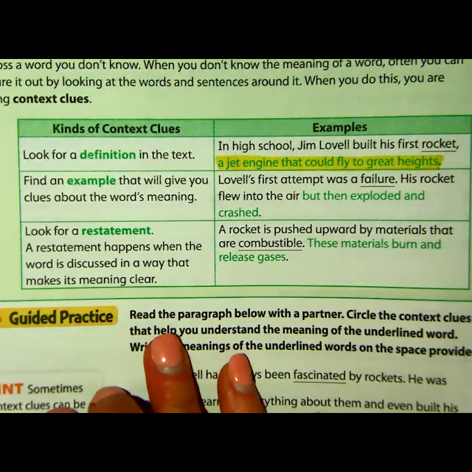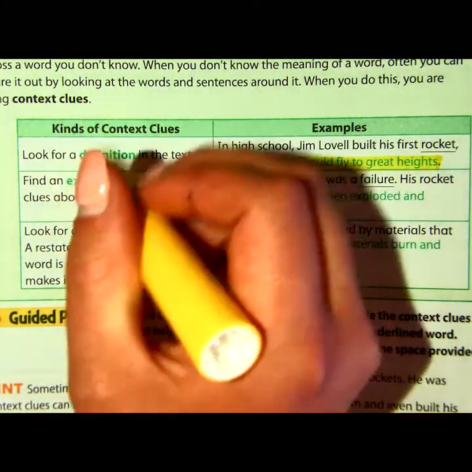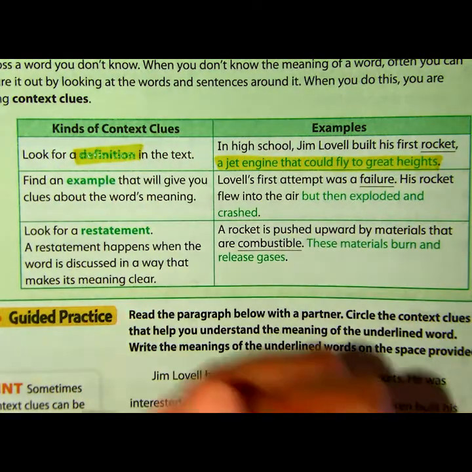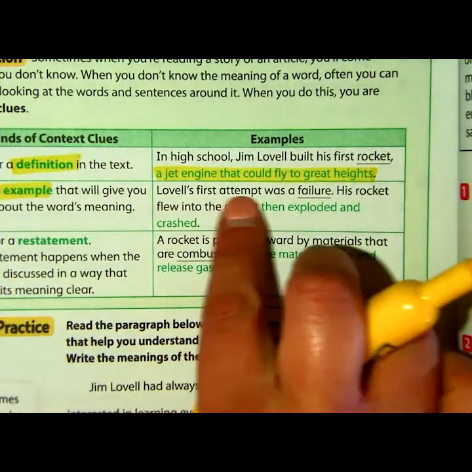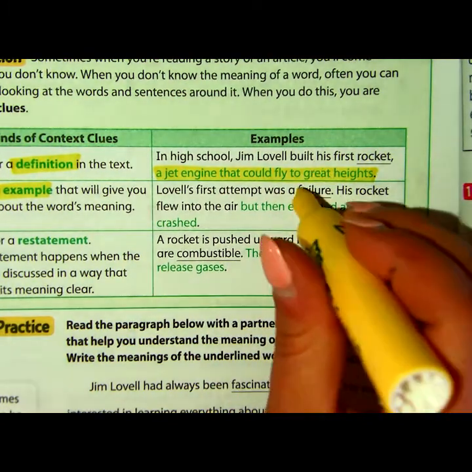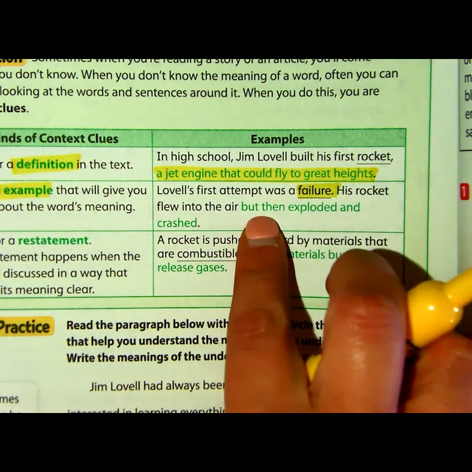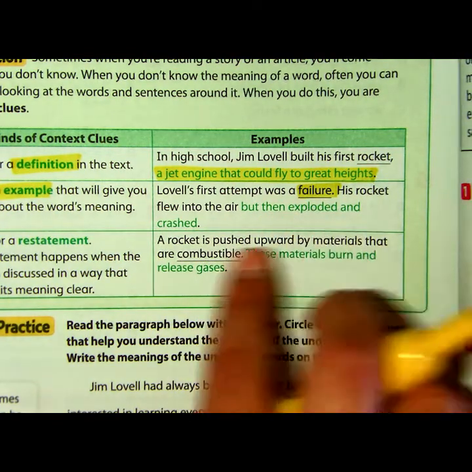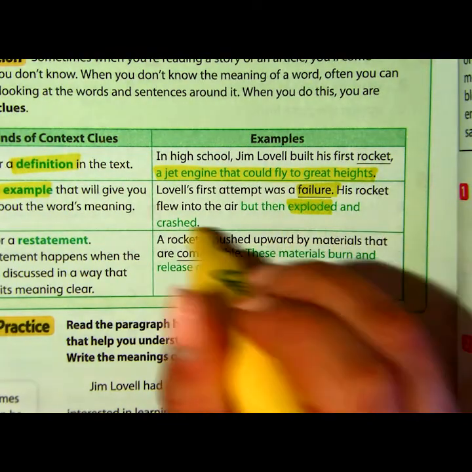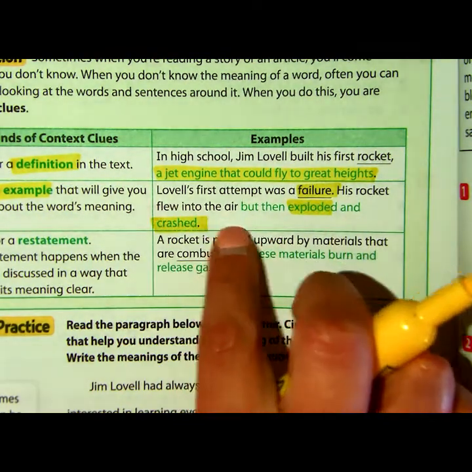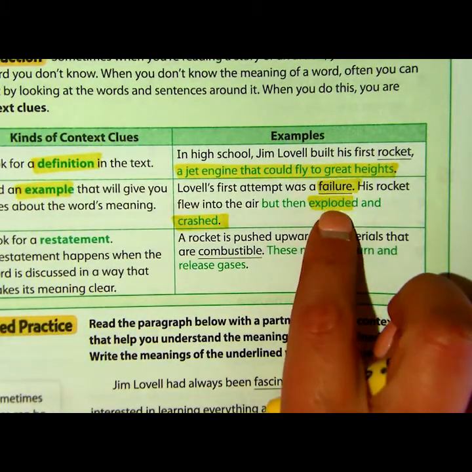You can also find an example that will give you clues about the word's meaning. So sometimes it's not defined for you, but sometimes they give you examples. For instance, Lovell's first attempt was a failure. So failure is the unknown word. His rocket flew into the air, but then exploded and crashed. Well, we know that if something explodes and crashes, that's not very good. That means it didn't work. So failure must mean that it does not work.